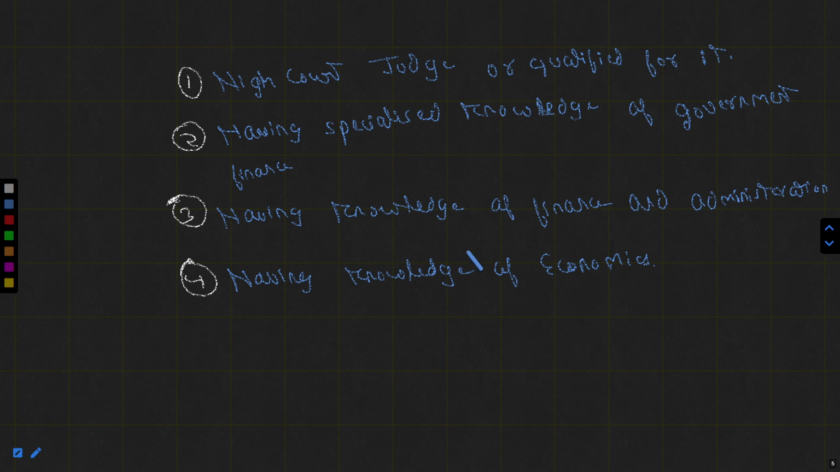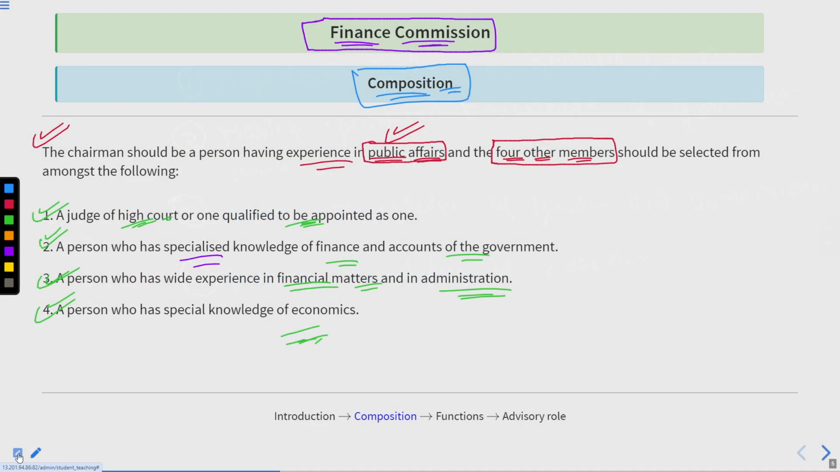Knowledge of economics. So if the person is a high court judge or has the qualifications for it, a person having specialized knowledge of government finance, a person having knowledge of finance and administration, and a person having knowledge of economics. If these are the qualifications the person possesses, then the person could be appointed as a member. All right. So that's the thing.